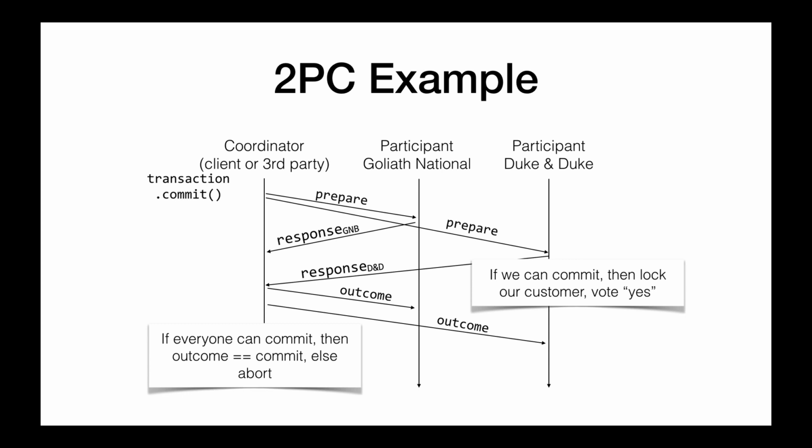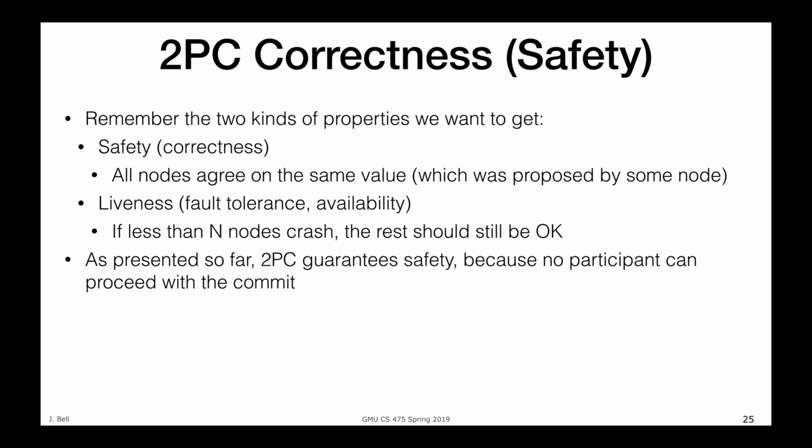So how does this do in terms of our original properties that we wanted to get? Recall that we had two classes of properties we were interested in. Safety properties, which was making sure that all of the nodes would agree on the same value. And liveness properties, which was that as long as less than n nodes crashed, the system should still work. As we've presented it so far, two-phase commit is going to guarantee safety because no participant can proceed with the commit unless they hear back from the coordinator. We've got to look a little bit closer at the liveness ones though.